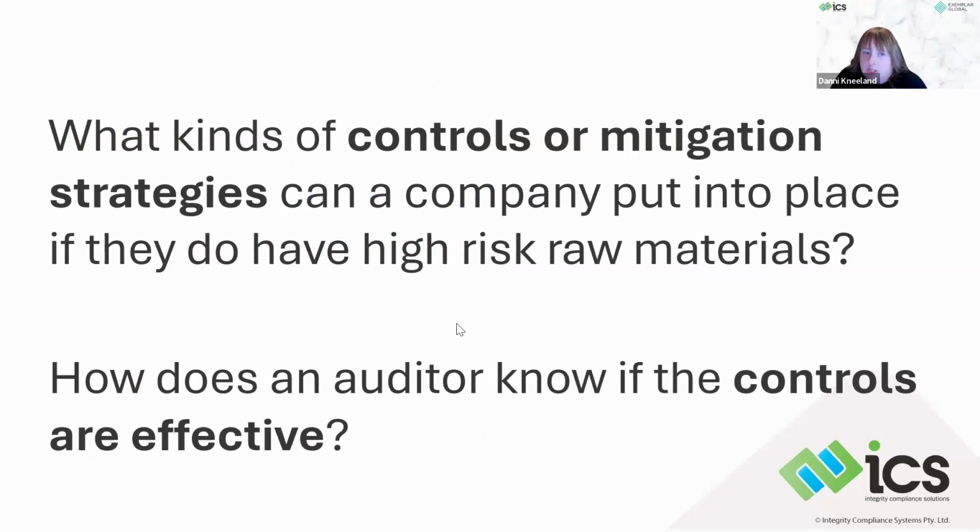Now, I'm coming at this from a BRCGS perspective. The standard requires that companies put into place assurance or testing processes to mitigate risks when they get these raw materials that are high or a particular risk. Now, if I'm a company, what kind of controls or mitigation strategies can I put into place? And if I'm an auditor, how will I know if these controls are effective?